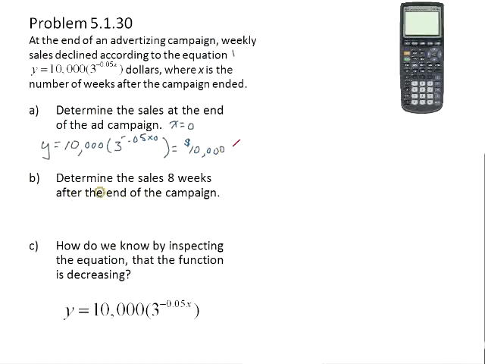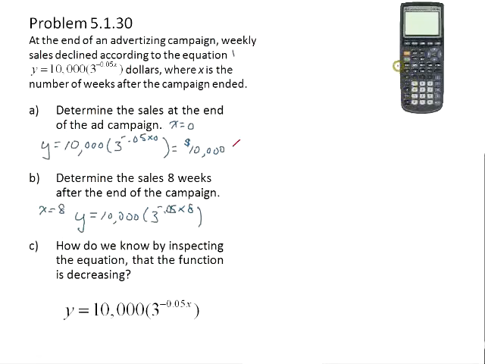That finishes part A. For part B, it says determine the sales 8 weeks after the end of the campaign. So 8 weeks after the end of the campaign, this is when our x is going to be equal to 8. We take this model and put it in an equation, and we have y is equal to 10,000 times 3 raised to the negative 0.05 times 8.